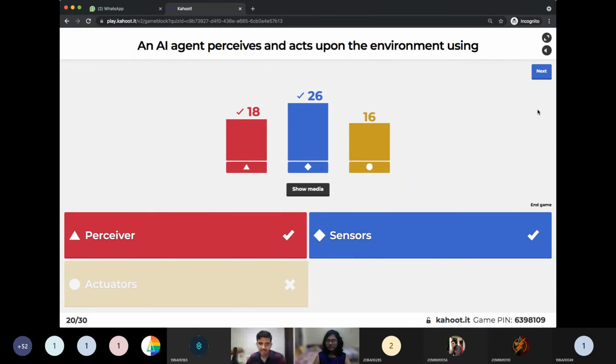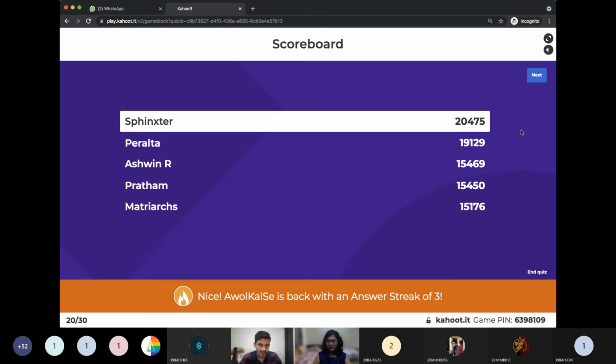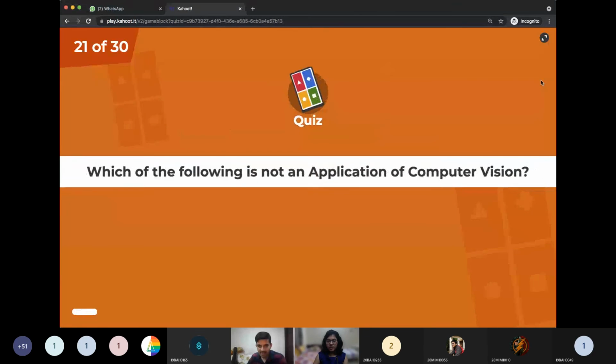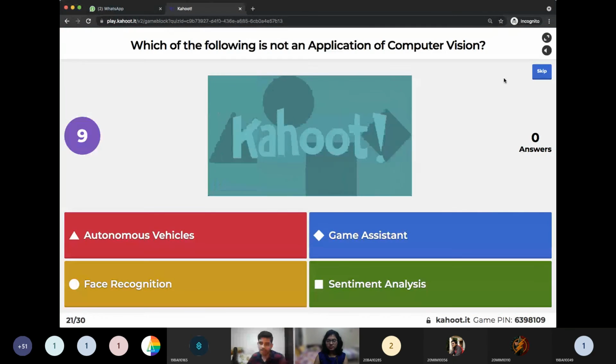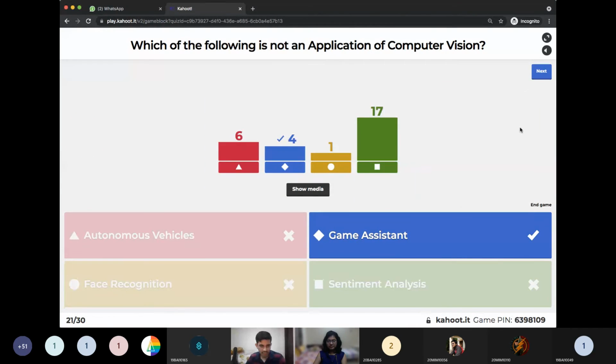Okay, that's good. So 18 got both correct, I guess. Yeah, we have a lot of change in the leaderboard. Moving on to the next question. Which of the following is not an application of computer vision? Is it autonomous vehicles, game assistance, sentiment analysis, or face recognition? Remember the word not. It's a very quick question.